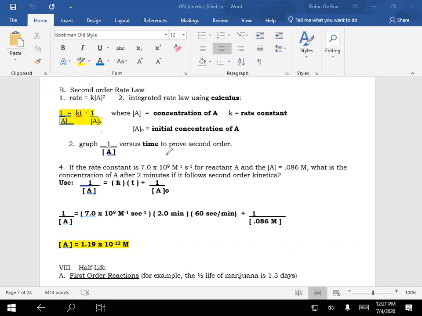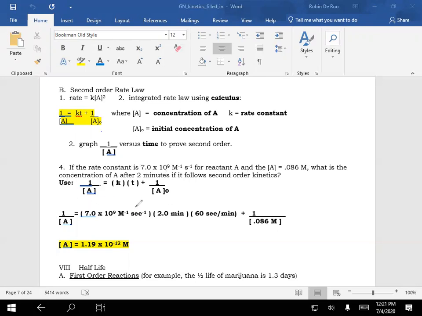If we look at the rate constant given, the rate constant is 7.0 times 10 to the 9 per molarity per second. We're given the initial A, and we're asked the concentration after 2 minutes. And we're told it follows second order kinetics. So you want to make sure that whatever order it is, that's the integrated rate law that you're using. For second order kinetics, this is our integrated rate law.